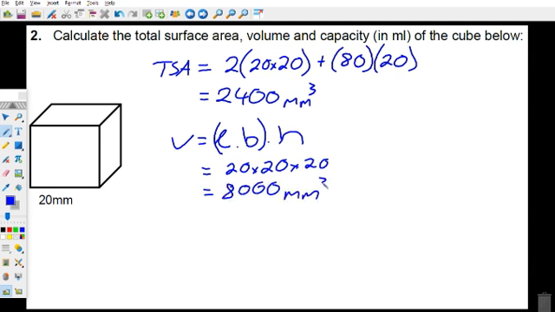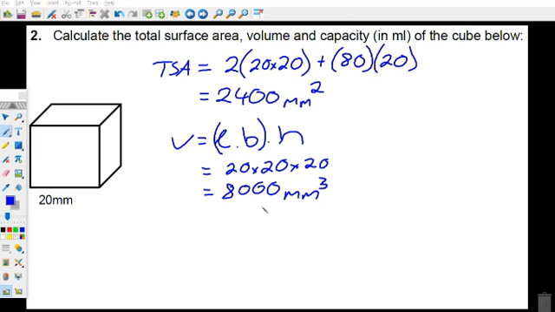millimeters cubed. Okay, so where did I make the error? See, I made the error there. I said cubed should be square. Okay, none of you saw it. Or did you see it and just let me suffer? Okay.